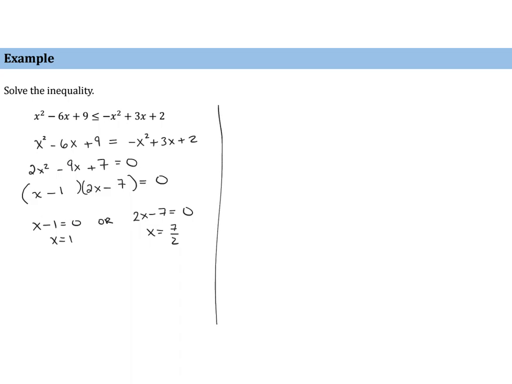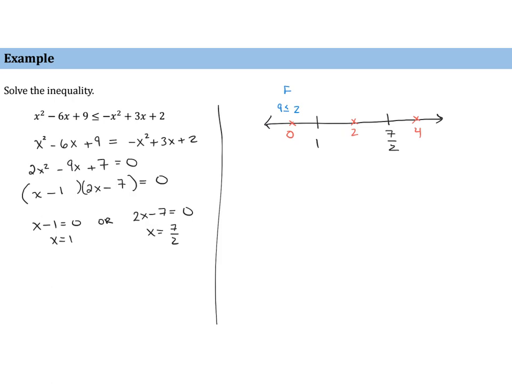So again, let's draw our number line. 1. Now 7 halves is 3.5. So let's go ahead and check some test values on each one of the 3 intervals. So again, 0. 2 is between 1 and 3.5. And I can choose 4. And we're going to substitute those into the original inequality. So if we substitute 0 in, we get 9 is less than or equal to 2. That's false.